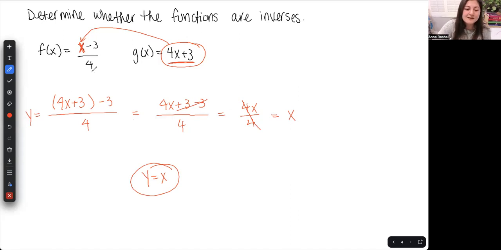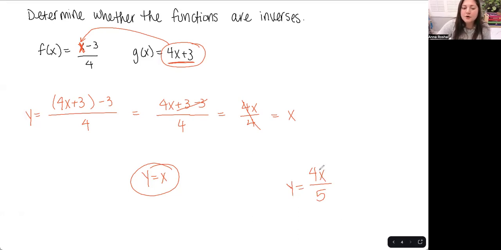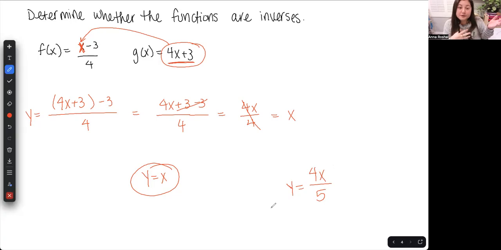Let's say it was, instead of 4, let's say it was 5, right? If I ended up with 4x over 5 at the very end, this would not constitute an inverse because it's not exactly the y equals x line. Okay, so again, you can do it the way that we've been doing up until now, just solving the equations as is, or you could try this new method. I don't think teachers really care. I don't think that there is an issue with doing one way or the other. Some might be a little bit easier than others, depending on the type of equation.